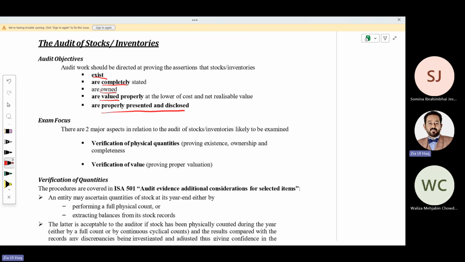What does company management try to do? They will overstate inventory or understate inventory. This means we need to verify inventory is not overstated. We need to verify inventory is completely recorded. We need to verify the inventory recorded is owned by the company and that the inventory actually exists.